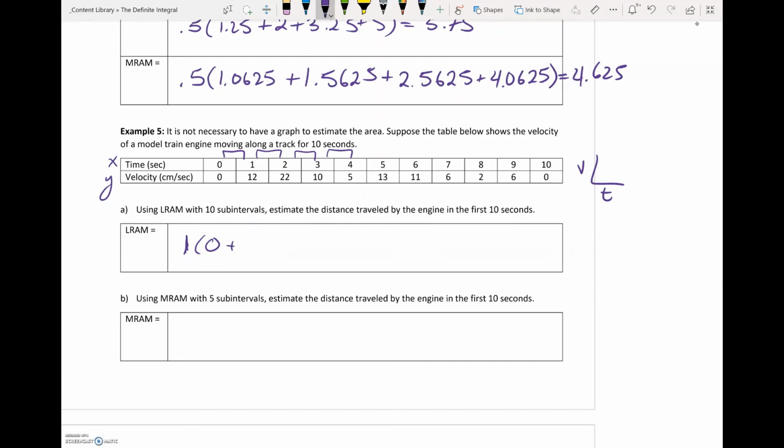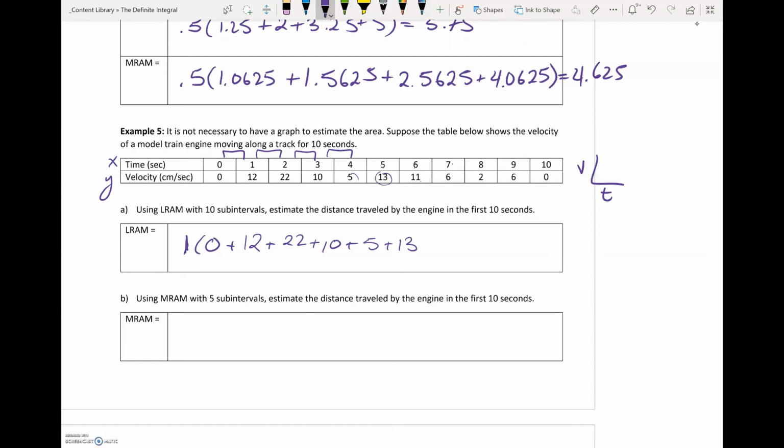Then between 1 and 2, I'm going to take 12, because that's my most left point, and then so on. So the next between 2 and 3 will be 22. Between 3 and 4 is going to be 10. Between 4 and 5 is going to be 5 as my most left.